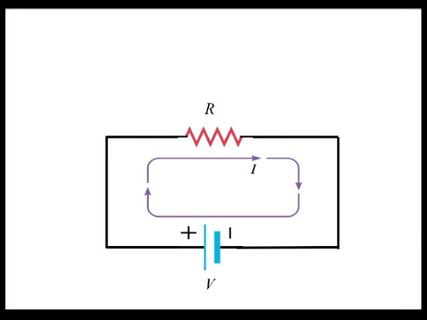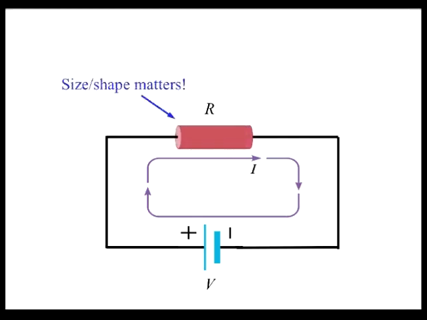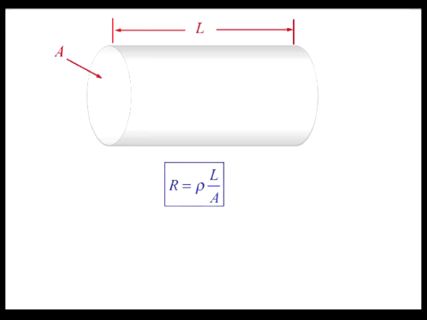Analogous effects are found in the electrical case, where the size and shape of the resistor matters, but the type of material of which the resistor is composed also matters. For a wide range of materials, the resistance of a piece of material of length L and cross-sectional area A is given by R equals rho L divided by A, where R is the resistance, rho is the resistivity, and L and A are the length and cross-sectional area of the resistor as shown in the diagram.